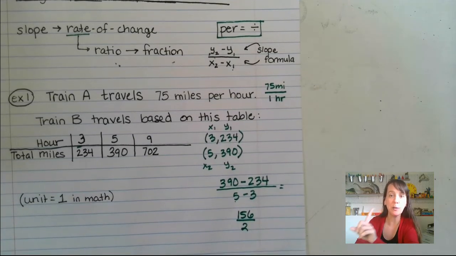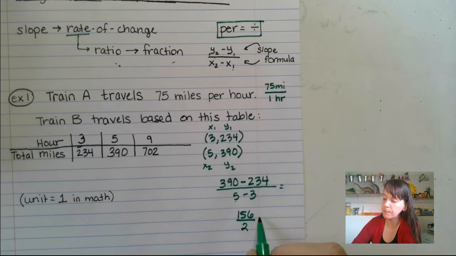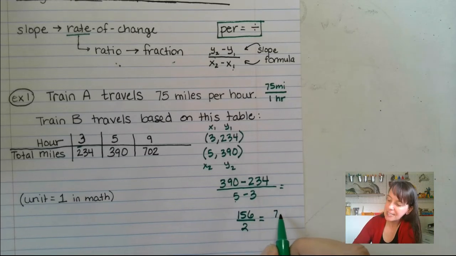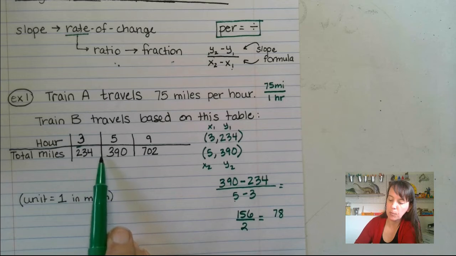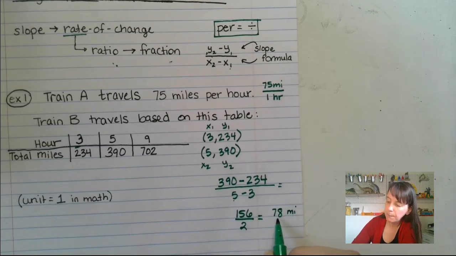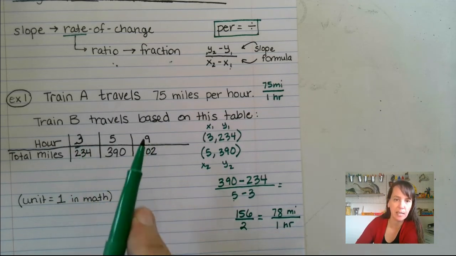Now remember, we're talking unit rates, so we need 1 because the word unit means 1. So I take that 156 and I divide that by 2. I end up with 78. And remember, this is what was on top, and these are miles. So 78 miles per 1 hour, because this is what was on bottom, was hours.